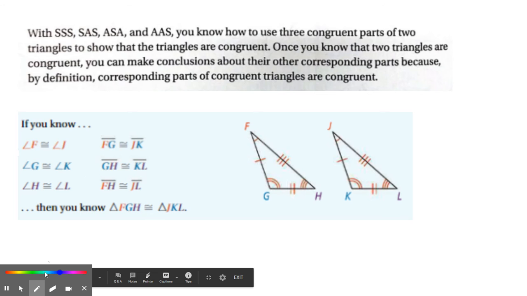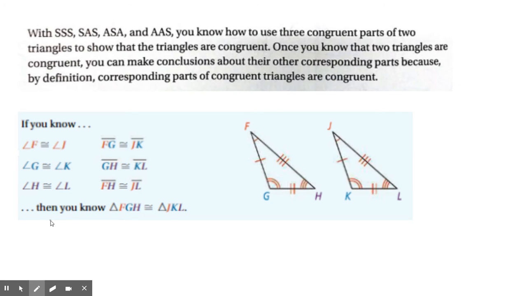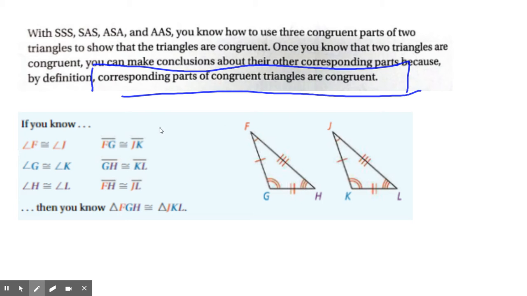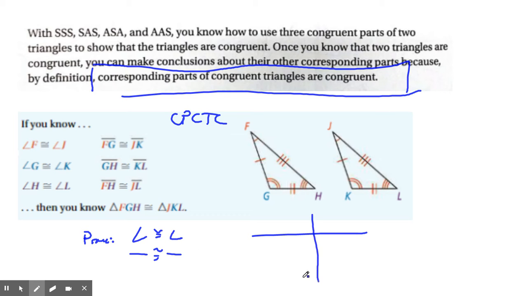Once you prove the triangles are congruent, then you know that all 6 corresponding parts are congruent by this idea of corresponding parts of congruent triangles are congruent, CPCTC. So when you do a proof, if you're trying to prove that a pair of angles or a pair of sides are congruent, then in the proof itself, you're going to prove the triangles are congruent by one of those 5 ways, and then you're going to prove that those angles or sides are congruent by CPCTC. So keep that in mind. This is how your proofs look. All right, very important.